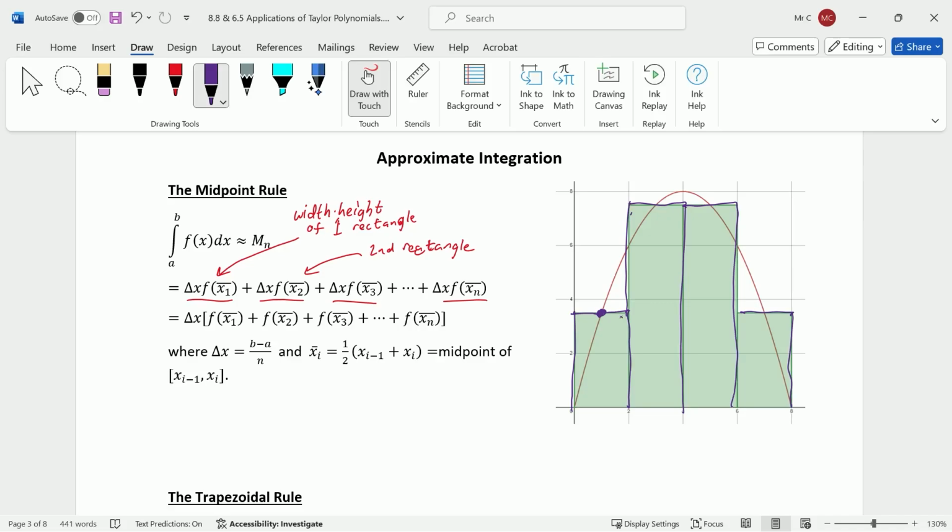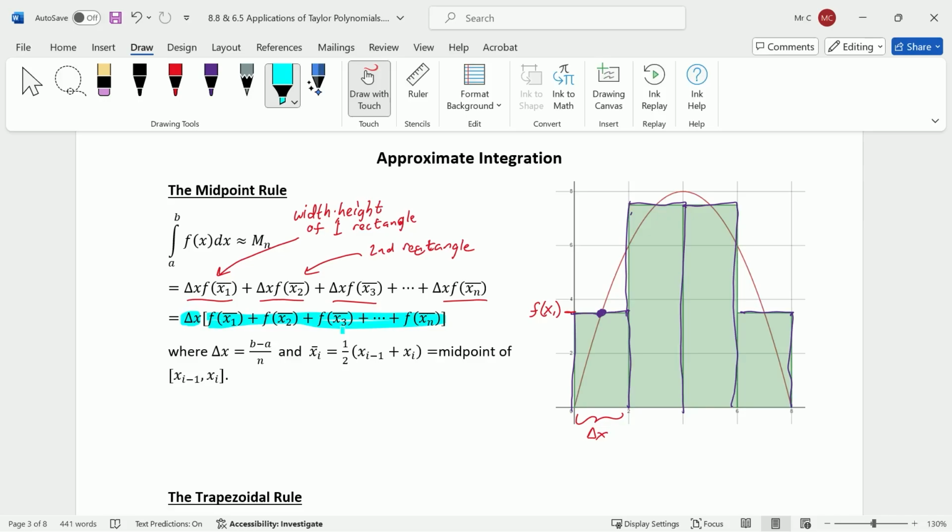So if we take a look here, what's delta x? It's the width. And then f of x1 here is the height of the rectangle. And we multiply them. And then we do that for all of the rectangles, add them together, and that's the whole thing. Now, the way we usually write this formula is we factor out the delta x and put the f of x1 bar plus f of x2 bar plus and so on.